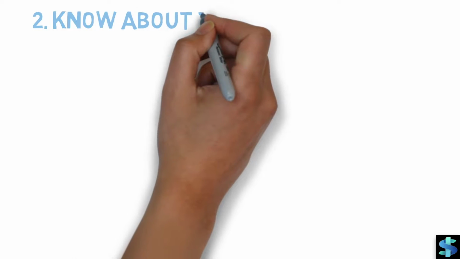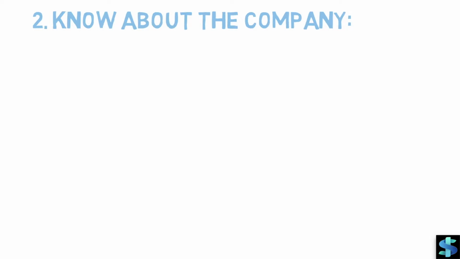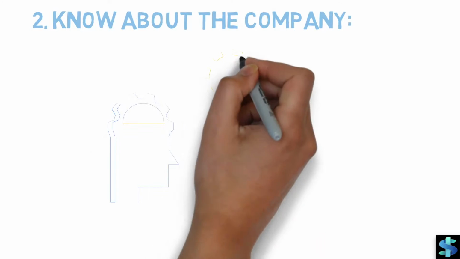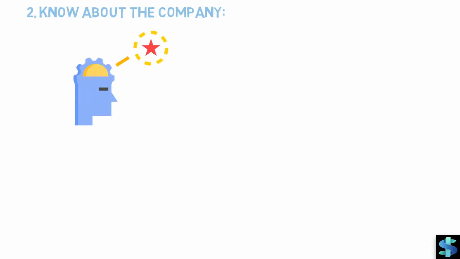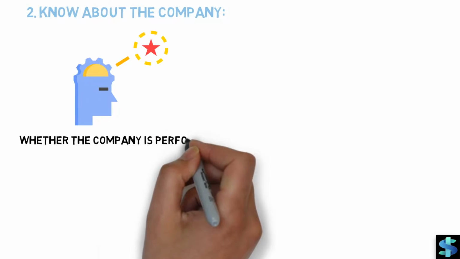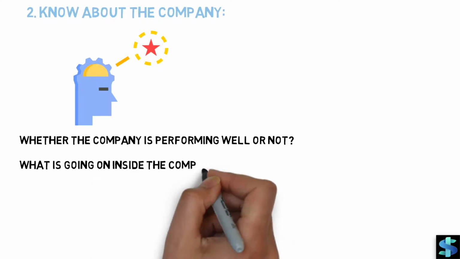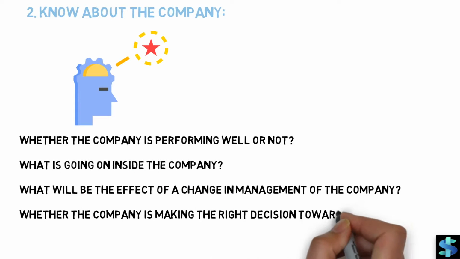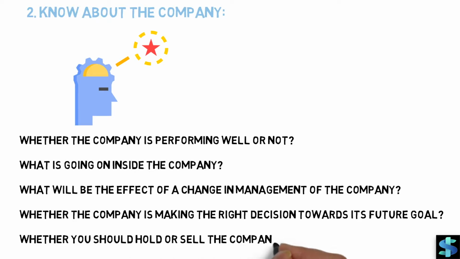Number 2, know about the company. The second step of fundamental analysis of stocks is to understand the company which you have selected for the investment. If you have little knowledge, you can't decide about the performance of the company, whether the company is performing well or not, what is going on inside the company, what will be the effect of a change in management of the company, whether the company is making the right decision towards its future goal, and lastly, whether you should hold or sell the company.